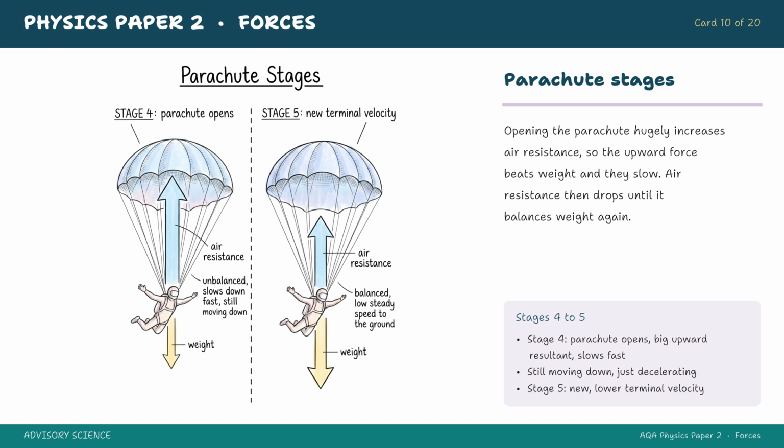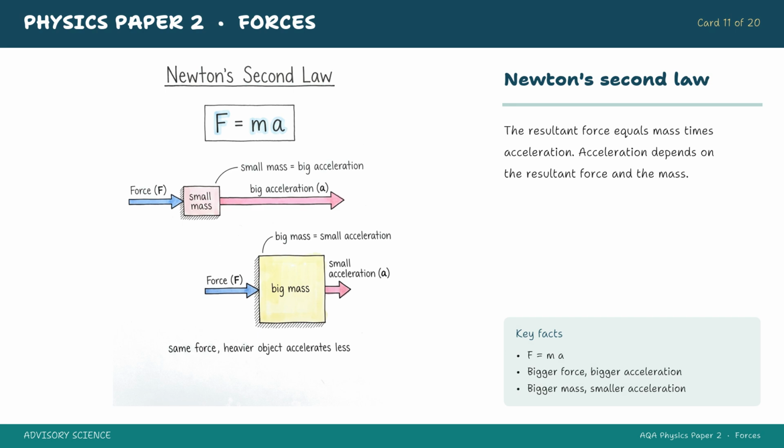The skydiver landing. When the skydiver finally hits the grass at the end of stage 5, their boots push downwards on the ground. At the exact same microsecond, the ground pushes upwards on the boots with an equal force. We can now move to Newton's second law. We use the equation force is mass times acceleration, F equals m times a. This formula tells us that acceleration depends on the size of the resultant force and the mass of the object.